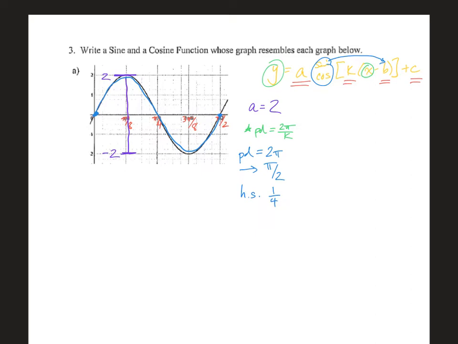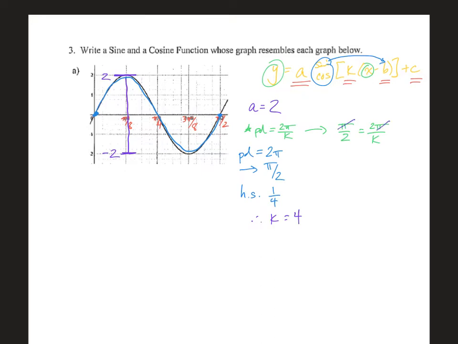That then means that our k value would have to be 4. Now, for anybody who feels a little nervous about that, we can come back up to our green relationship and solve by stating our period. We can see on our graph it is pi by 2. And now I can solve for k.